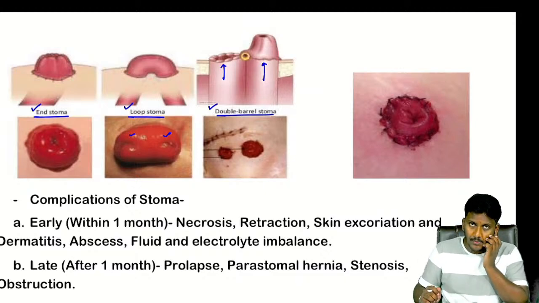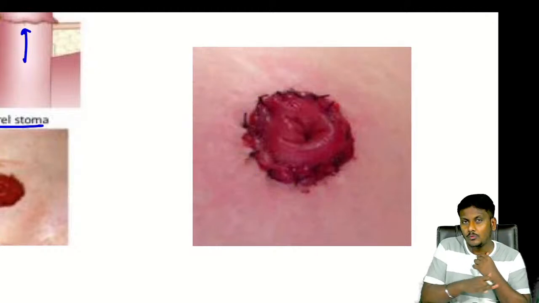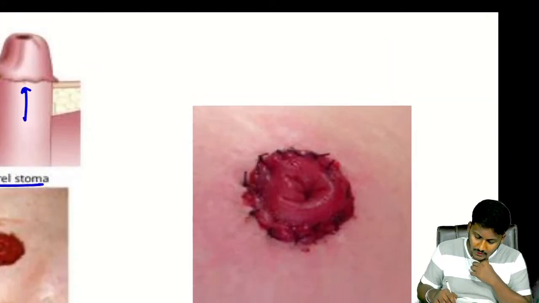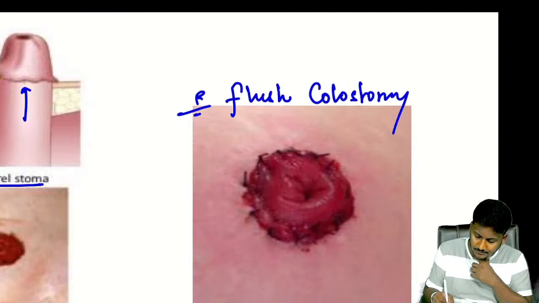End stoma, loop stoma, and a double barrel stoma beta. This is what is called as a colostomy beta. You can see it is almost at the level of the surface. Okay, therefore I am calling it as colostomy. And we know whenever it is at the surface, it is called as flush. So this is actually a picture of a flush colostomy, right?